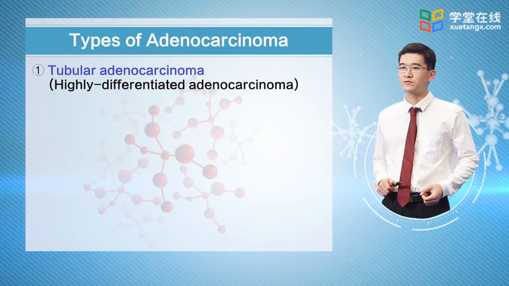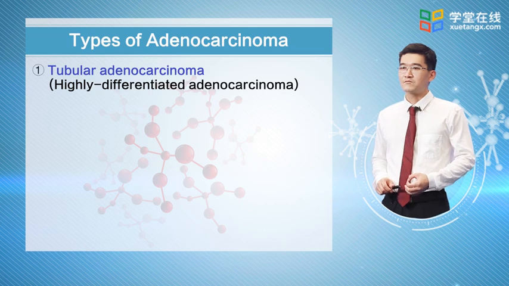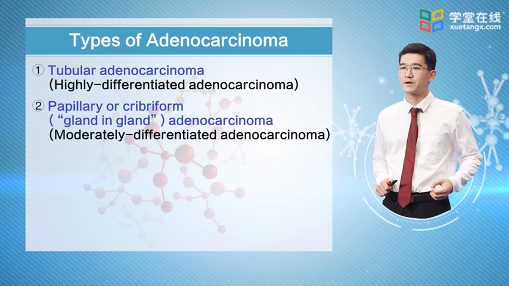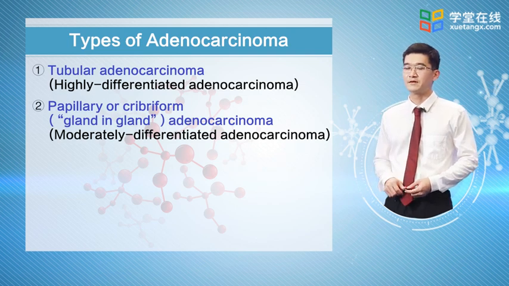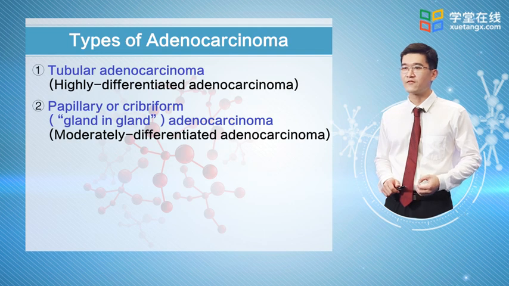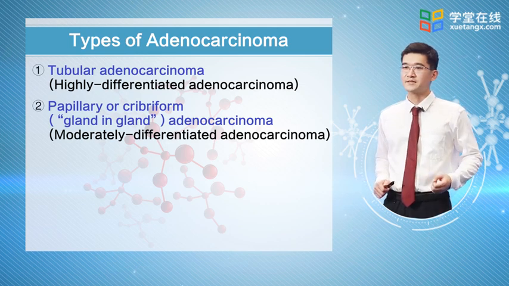Tubular adenocarcinoma is a highly differentiated form with well-defined glandular tubules. Some moderately differentiated adenocarcinomas appear either papillary or cribriform. The epithelium of the papillary carcinoma folds to form a tumor papilla. Examples include thyroid and ovarian carcinoma. The cribriform carcinoma shows a gland-in-gland pattern resembling a sieve.